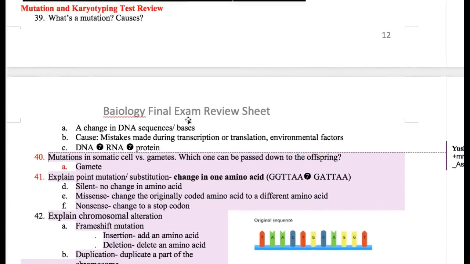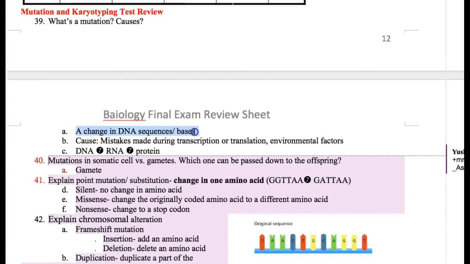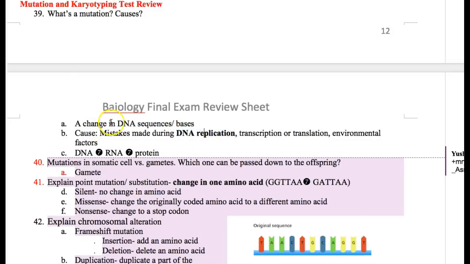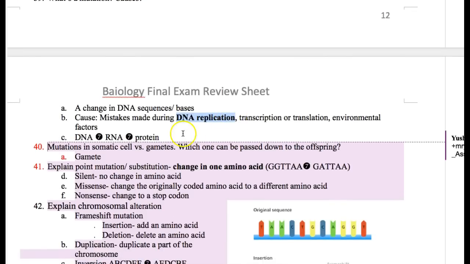All right, next one. What is a mutation? What are some causes? A mutation is a change in the DNA sequence or bases, or changing the DNA. However, since DNA is what codes for the mRNA and the protein, a change in the base of a DNA could have some very serious consequences. So what can happen? What causes this? Mistakes during transcription or translation, as well as during DNA replication. So during DNA replication, transcription, and translation. But this one is the big one because a change in DNA sequence is a mutation. So the cause can be DNA replication.